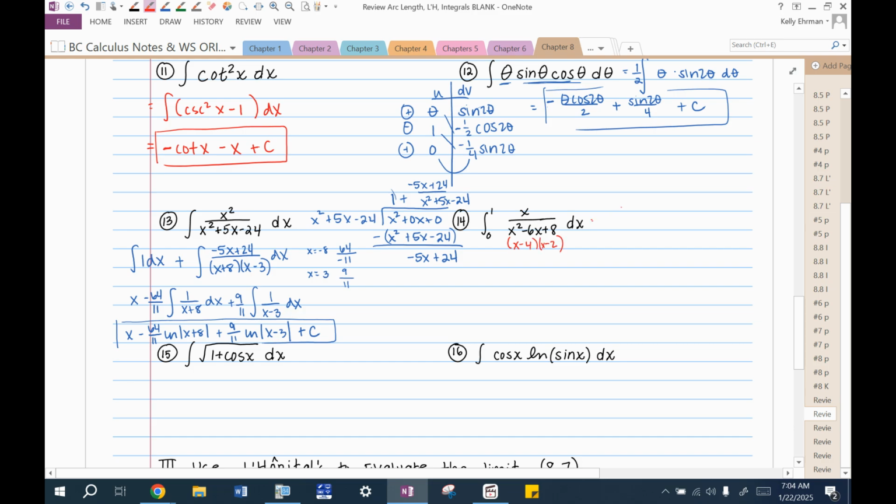So we're going to split this into something times the integral from 0 to 1 of 1 over x minus 4 dx, and then something times the integral from 0 to 1 of 1 over x minus 2 dx. And then we'll use the cover-up method again. So if I plug in 4, I get 4 over 2, which is 2. If I plug in 2, I get 2 over negative 2, which is negative 1.